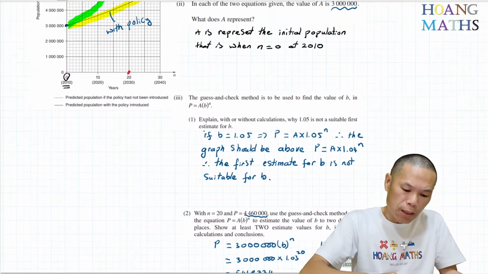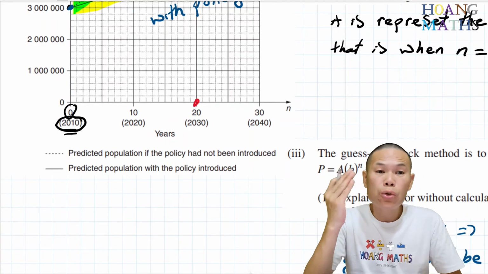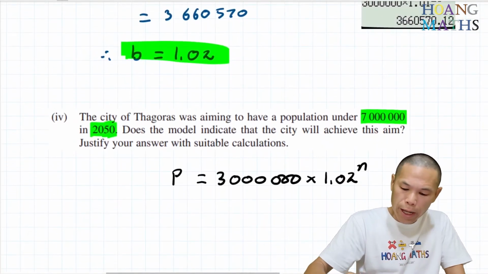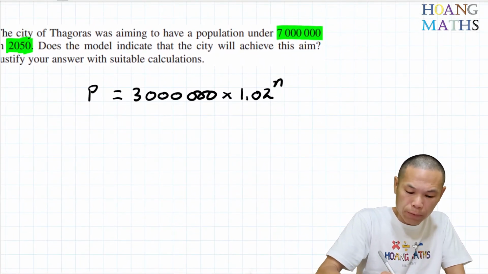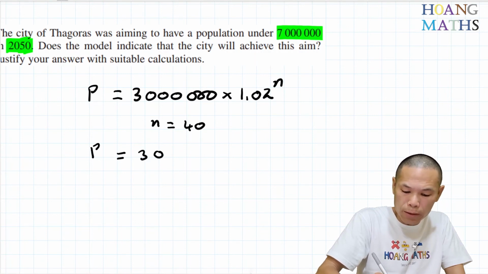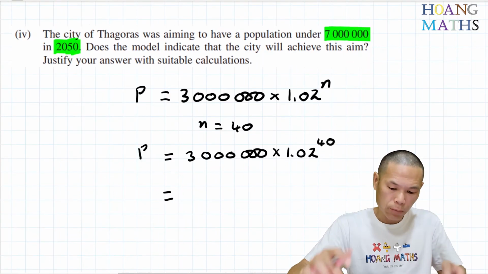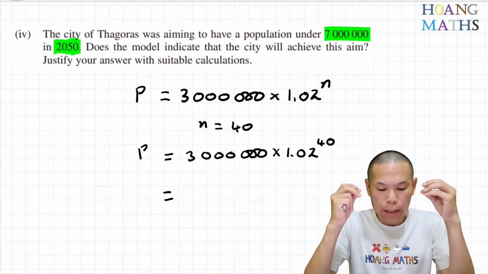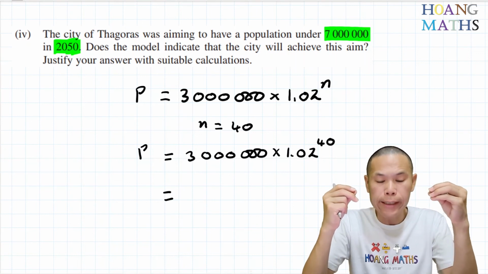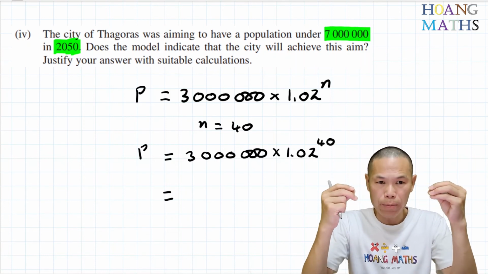Because from this graph here, we know that the graph starts at 2010. So in 2050, that means 40 years later. Okay, so keep that in mind. So when n is equal to 40, P must equal 3 million times 1.02 power 40. Now, if I put that in a calculator, if the value of P is less than 7 million, this means that the model indicates the city achieves the aim. If greater than 7 million, then it will not achieve the aim, just to let you know.